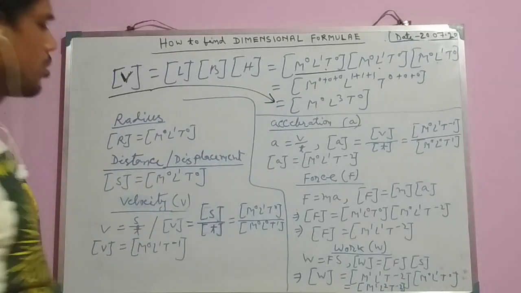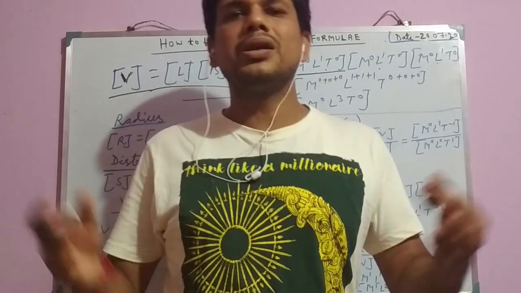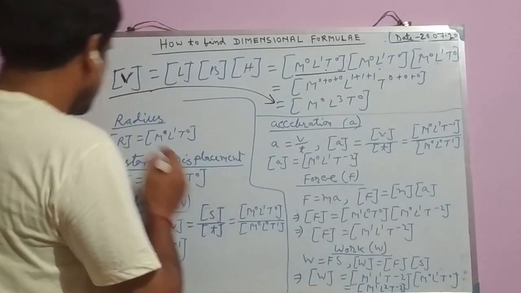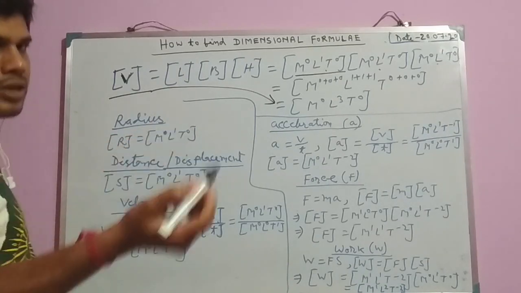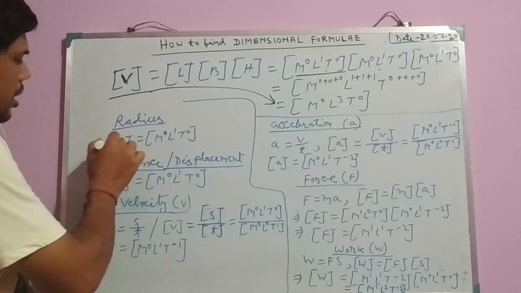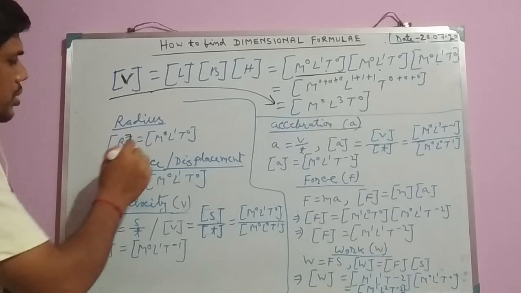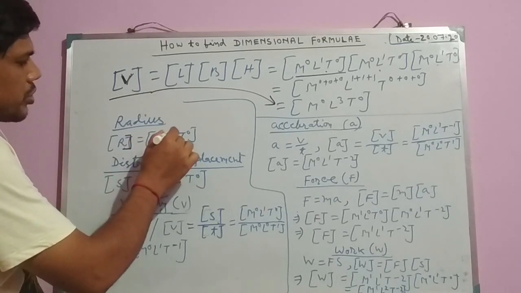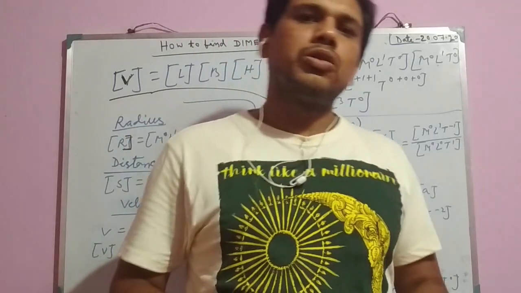Okay, now suppose you want to find the dimensional formula of radius. Radius is what? Radius is related to length. Okay, so the dimensional formula of radius, the radius is denoted by capital R and it is written within third brackets as you can see, and this is equal to, within third brackets, M to the power 0, L to the power 1, T to the power 0. Okay, this is equal to the dimensional formula of length.